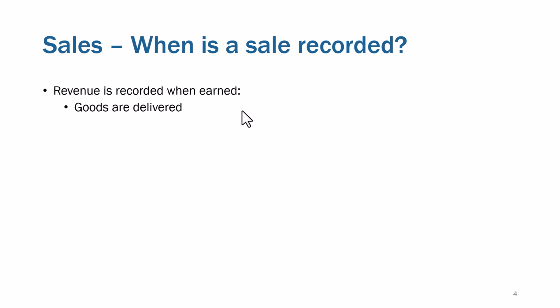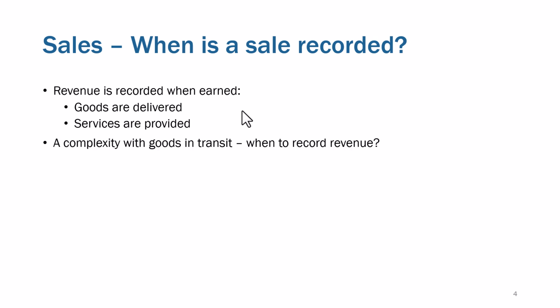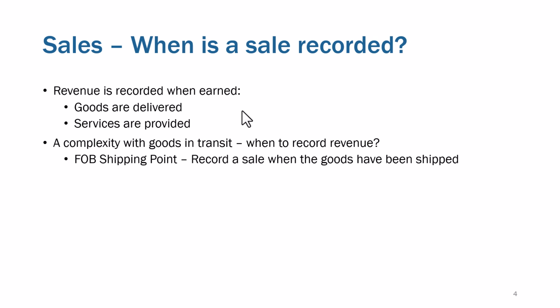So revenue is recorded when earned. So goods are delivered, sales revenue, or services are provided, services revenue. Now we talked about that back in lesson 3, but there's a complexity with goods in transit. Goods in transit means they're basically being shipped. So when do you record the revenue? Do you record it when it leaves your facilities, or when it arrives at the customer's facilities? Certainly if the delivery takes place all within one day, it's not a big deal, but sometimes the delivery takes longer, and we'll talk about that.